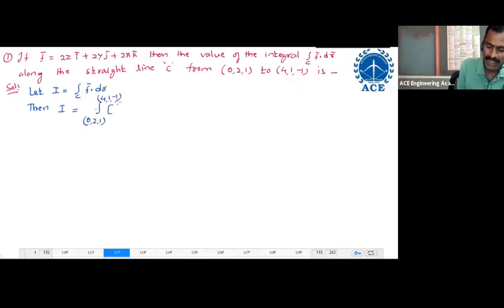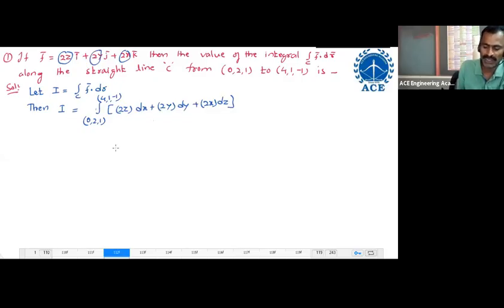Inside the integral we have f1 dx plus f2 dy plus f3 dz only. This is f1, this is f2, this is f3. So the line integral in Cartesian form is 2z dx plus 2y dy plus 2x dz. So the line integral is written in Cartesian form only.